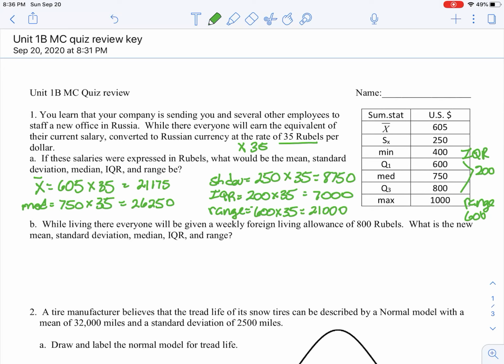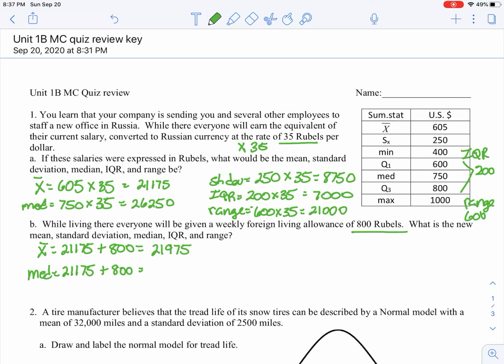Okay, so while living there, everyone will be given a weekly foreign living allowance of 800 rubles. What does the new mean? So it's my same, except now we're going to add on 800 rubles. Okay, so I hopefully will know that this requires far less calculation because we're going to take that mean of 21,175 and we're going to add 800 to that. So that means I'm going to have 21,975. My median will also move up 800. So it's 21,175 plus 800.